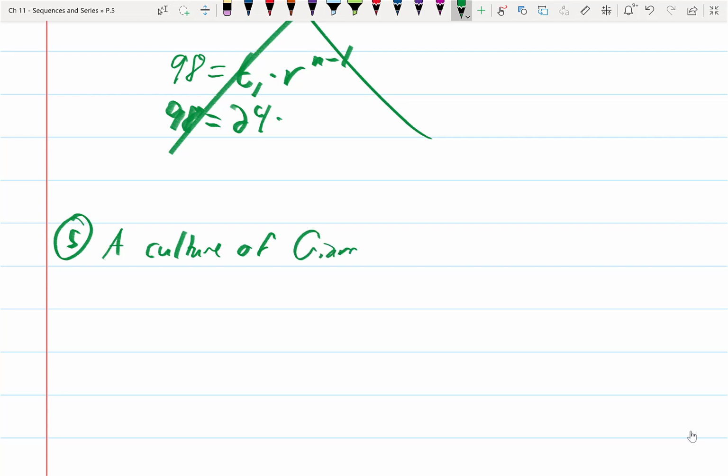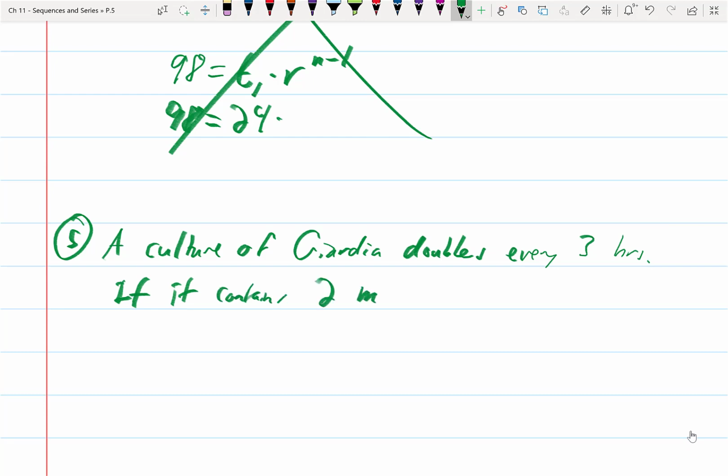Let's do one like this. A culture of Giardia. What's Giardia? It's a single-celled eukaryote. A culture of Giardia doubles every 3 hours. If it contains 2 million now, how many will there be 2 days from now?